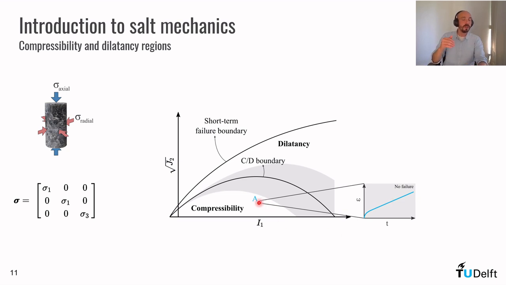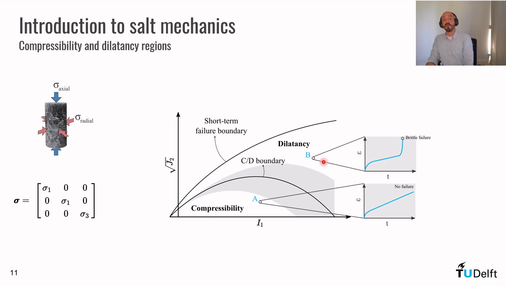If we increase the stresses such that the point lies in the dilatancy region, we are going to observe something like this. We have transient creep in the beginning, then we have steady state creep, and then sooner or later the material will behave like this. The deformation will spike and the material will finally break in a brittle way. This is called tertiary creep.